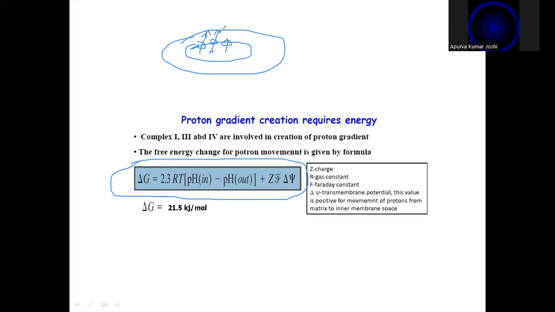Okay, what is the energy requirement for this? Because it's an energy consuming process, it's not a spontaneous process. The energy requirement for this is about 22 kilojoules per mole. If you want to move a mole of protons across the mitochondrial inner membrane into the intermembrane space, you need about 22 kilojoules per mole of energy. That's very, very important. Okay, and in this equation there is something called transmembrane potential. It's a very, very important concept.